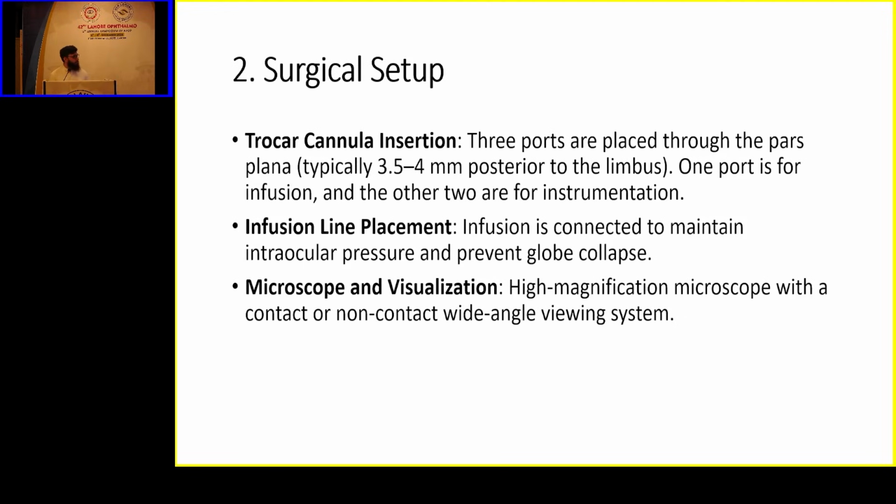So pars plana vitrectomy always starts with good anesthesia followed by trocar cannula insertion, infusion line placement, and microscope and visualization. So it depends if the patient is pseudophakic or phakic. You can insert it at 3.5 millimeter or 4 millimeter. Make sure the infusion line is placed well, and you remove all the air from the infusion line, and for microscope and visualization, make sure all the lenses are clean and the cornea is clear.